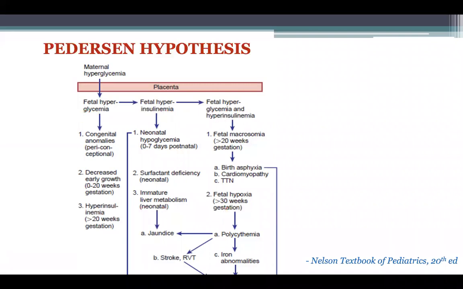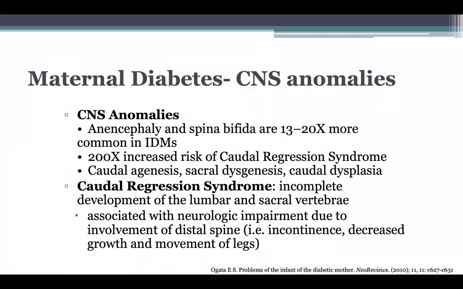This famous diagram is called the Pedersen hypothesis. So remember these complications. What are the complications that can be seen? CNS anomalies are very specific for maternal diabetes. Don't expect a gestational diabetic mother beyond 24 weeks to have a CNS anomaly. This is seen only in pre-gestational diabetes, where an already diabetic woman conceives with uncontrolled diabetes. There is a high chance of anencephaly and spina bifida, almost 13 to 20 times, and a 200 times increased risk of caudal regression syndrome.